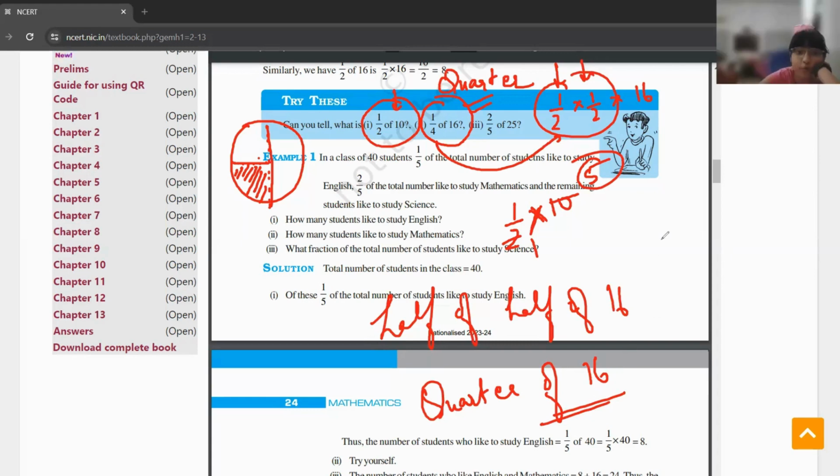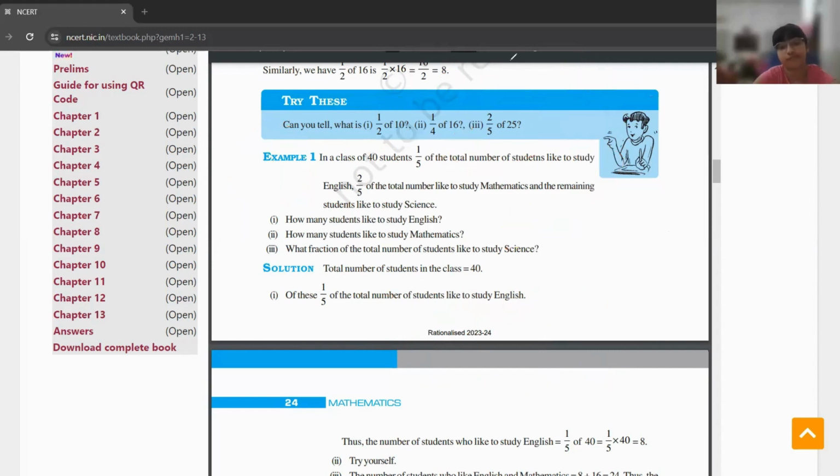पूरा हो गया क्वेश्चन? Yes, Anya beta, bolo. I'm just telling the answer. Okay. So 2/5 of 25. 2/5 of 25. The answer is 10.